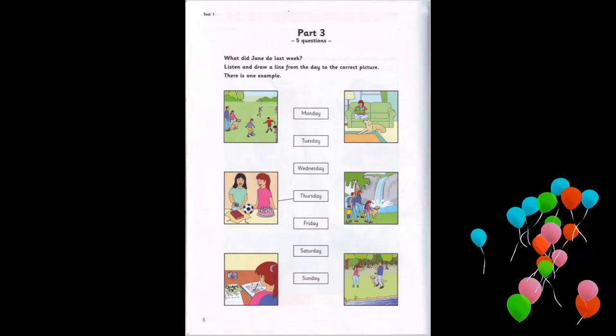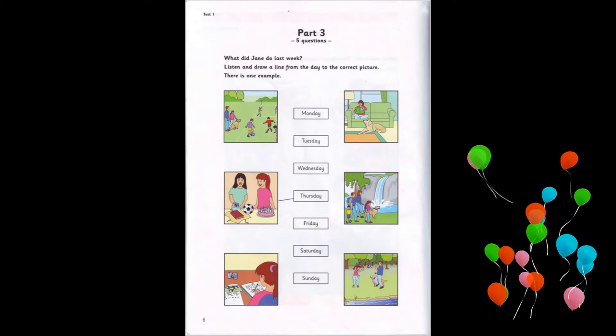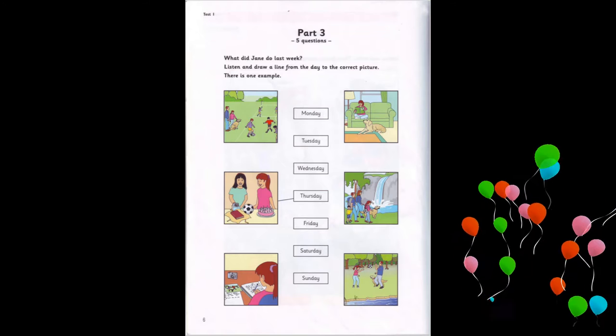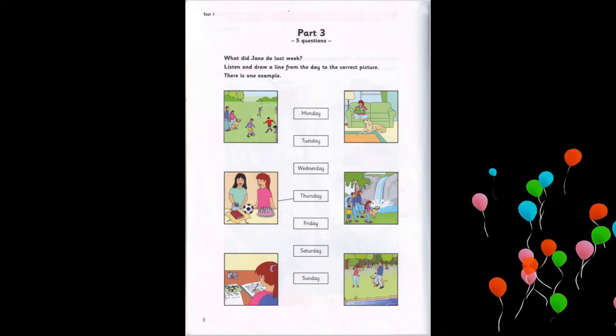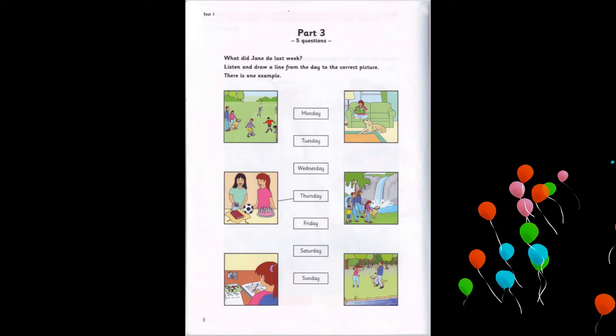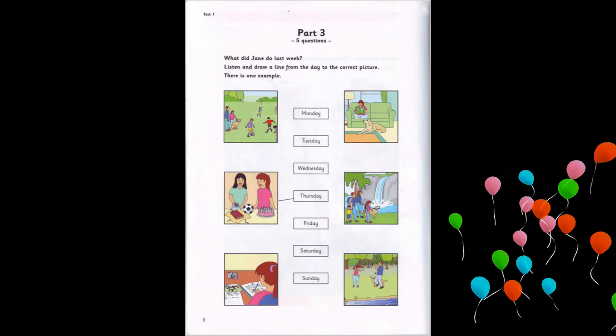Hello, Jane. Hello, Uncle Tony. What did you do last week? Tell me. Well, on Thursday, I went to my friend's birthday party. On Thursday? Yes. She had a great cake.